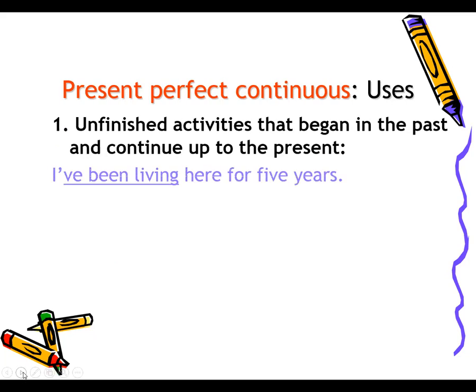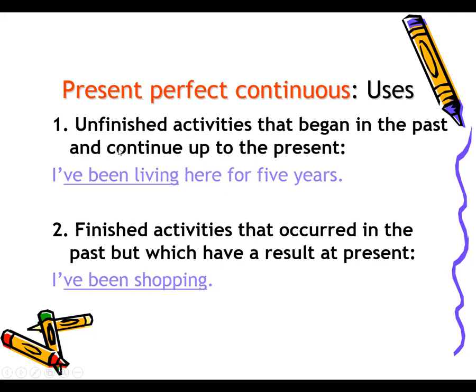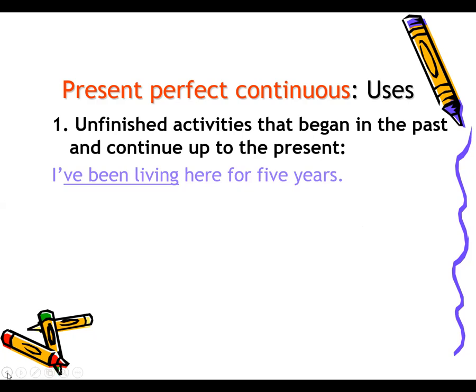Now let's focus on the uses. Here you can see that these two points are almost similar to simple present perfect. For present perfect continuous also, it is the same thing: unfinished activities that began in the past and continue up to the present. But for this, continuous tenses use the ing form. I have been living here for 5 years. Let me show you that slide again.